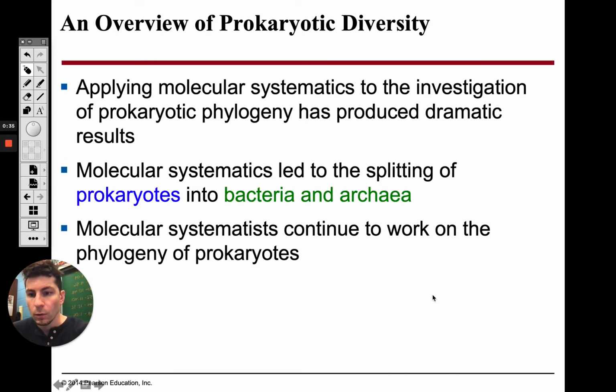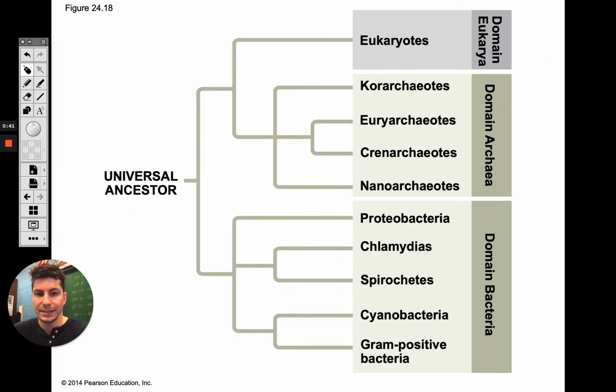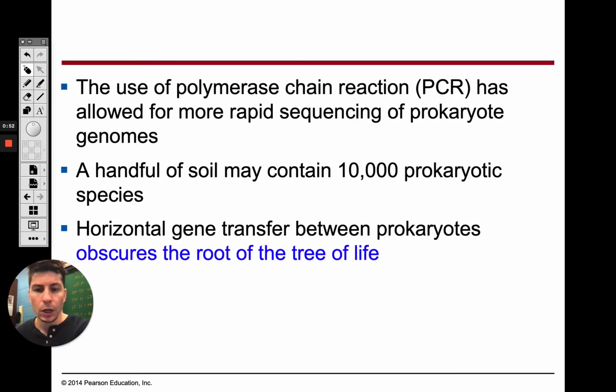So the first big one was splitting these prokaryotes into two different groups. We were splitting them into bacteria and archaea. And then later on down the road, we also began to have eukaryotic cells. Okay, so we talked about horizontal gene transfer in a previous chapter.